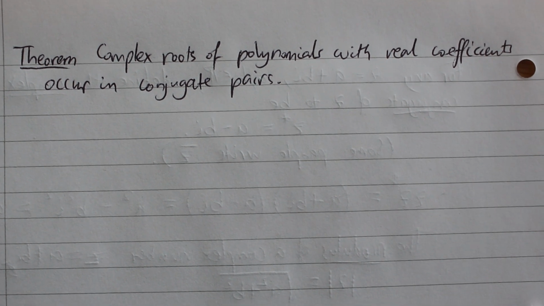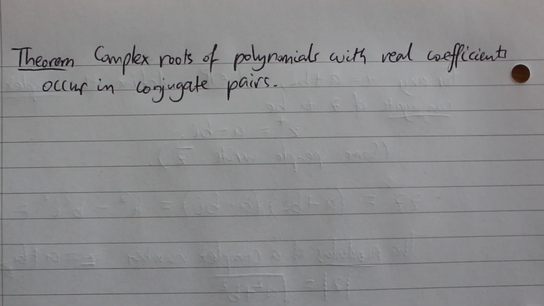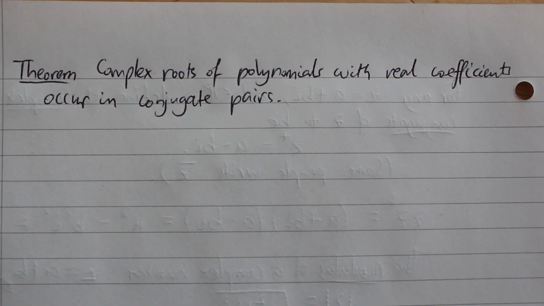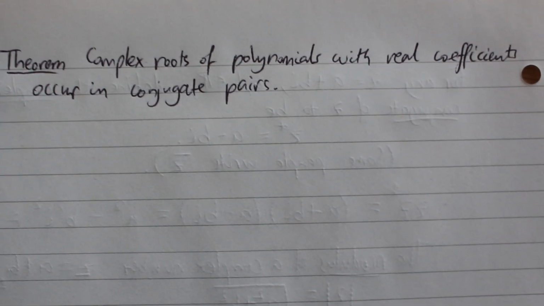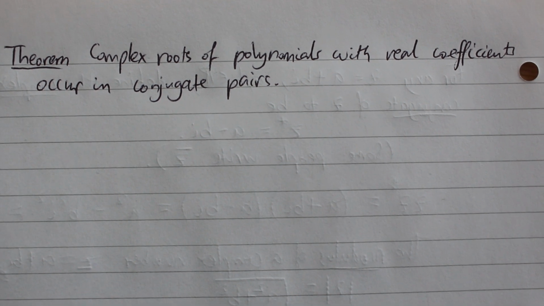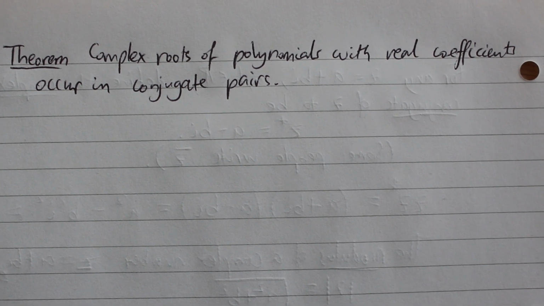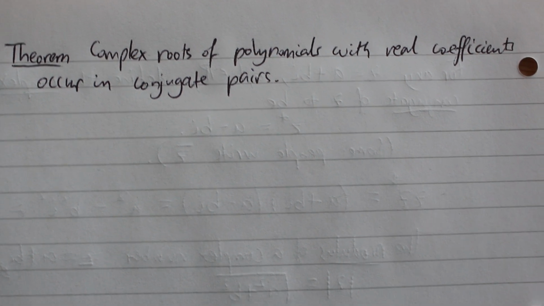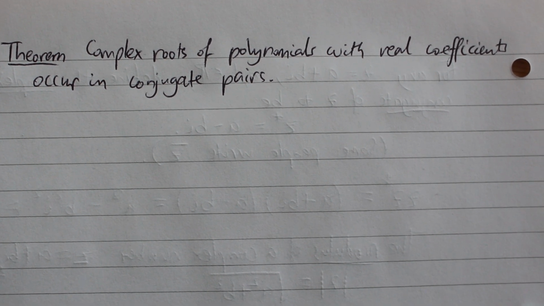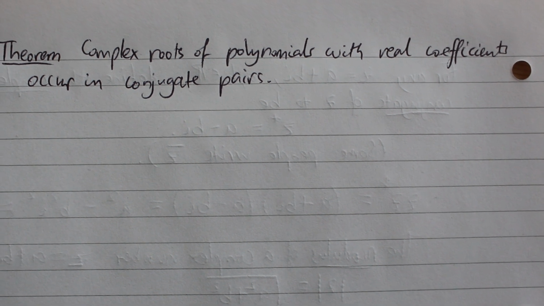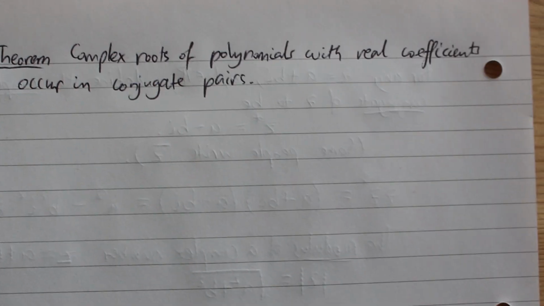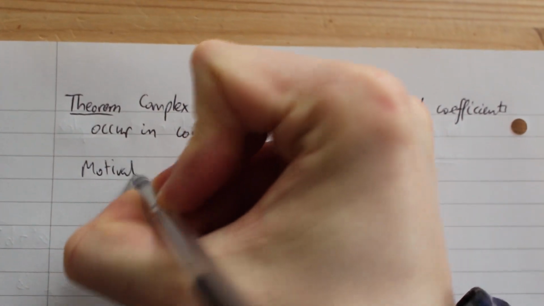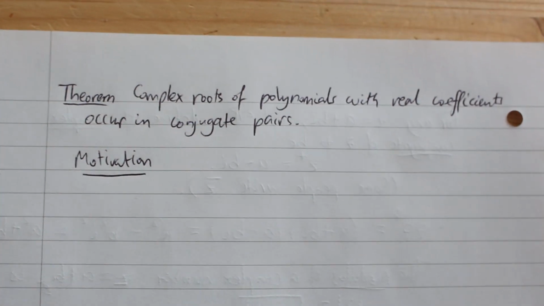It's a well-known theorem that complex roots of polynomials with real coefficients occur in conjugate pairs. So what this means is if you have some polynomial with real coefficients, such as a cubic polynomial with real coefficients, and you know that 3 plus i is a root, then its complex conjugate 3 minus i must also be a root. So first I just want to motivate this a little bit by thinking about quadratics.